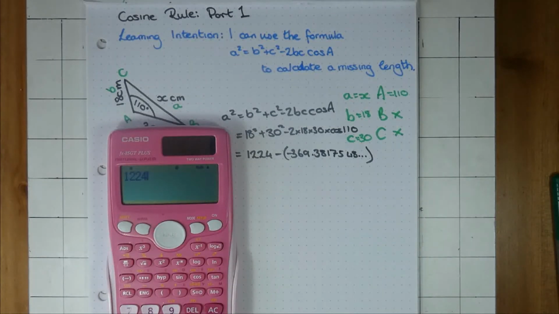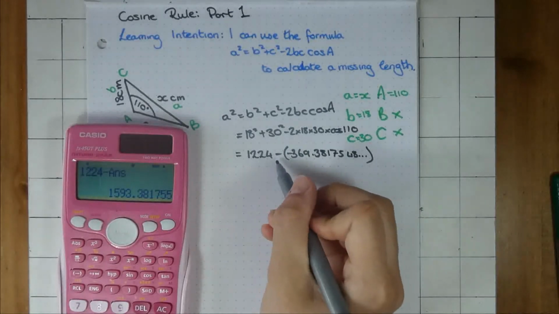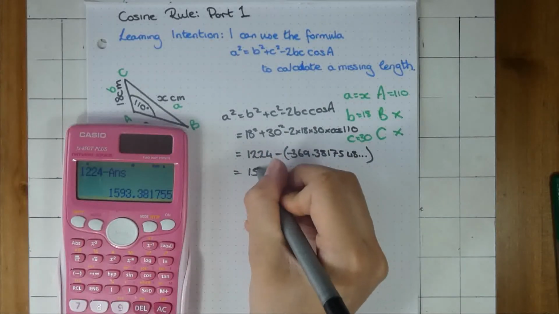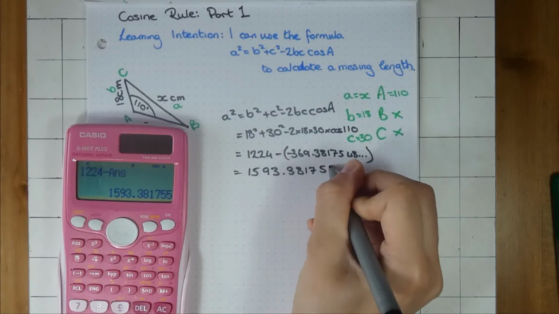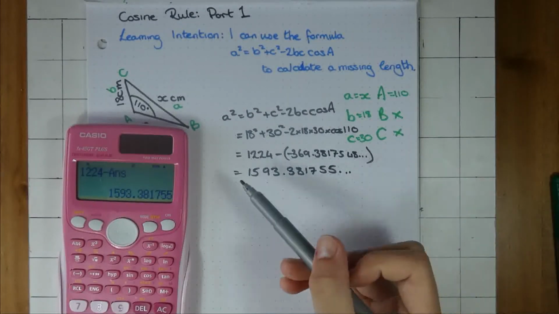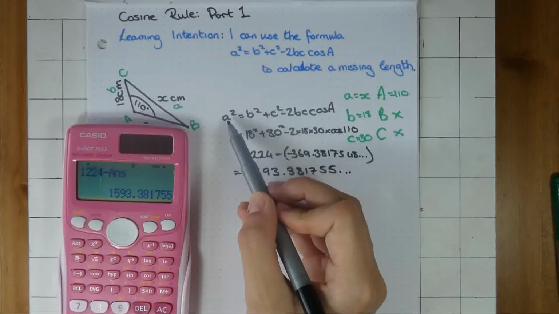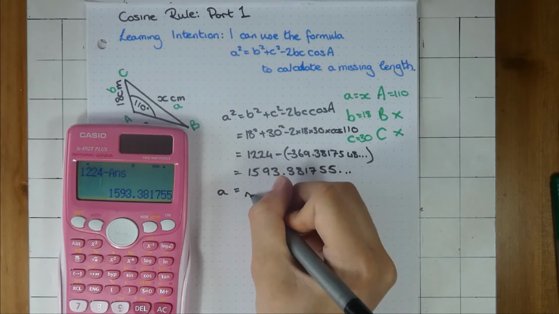Because remember what we can do is 1224 take away answer. The answer is bigger because we're subtracting a negative, so it ends up adding, and we're going to have 1593.381755. Again, don't round yet. And because remember with Pythagoras, at the very end you have to square root. The same thing is true here. We have a squared, and we want a. So we are going to square root our answer.